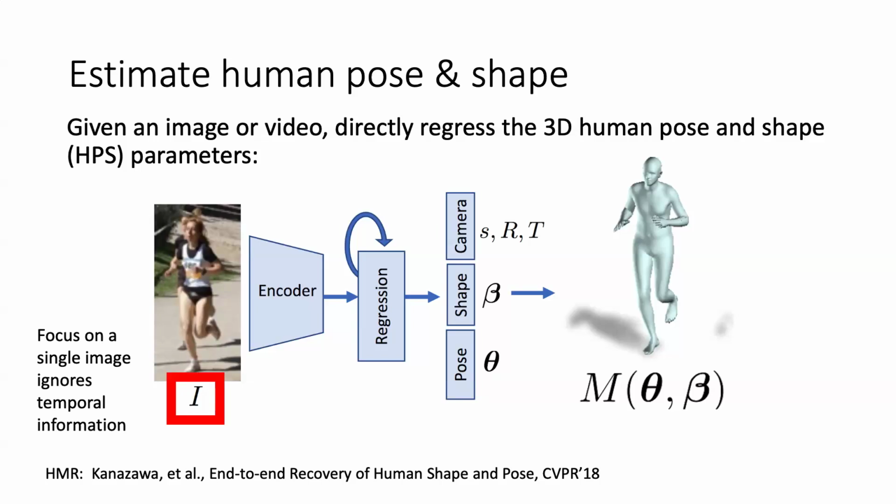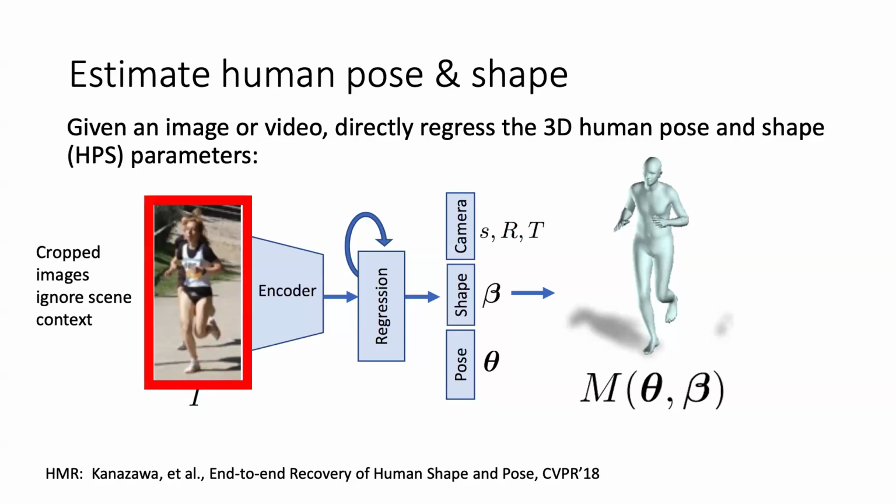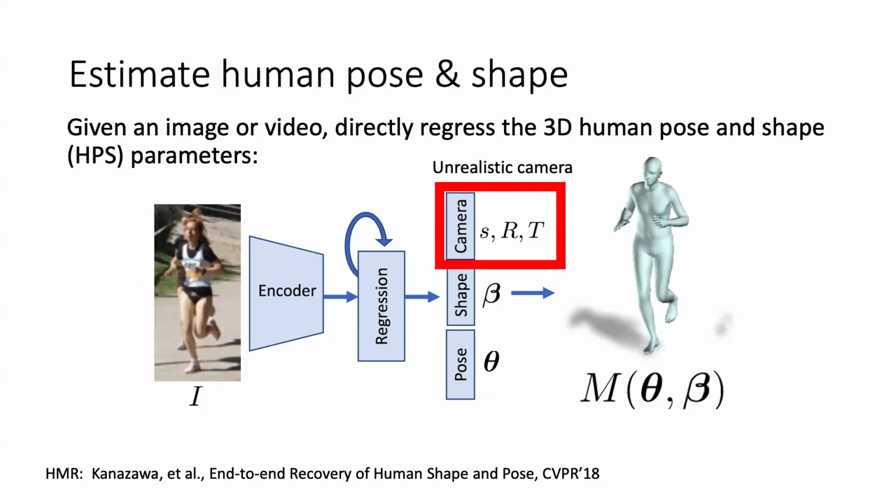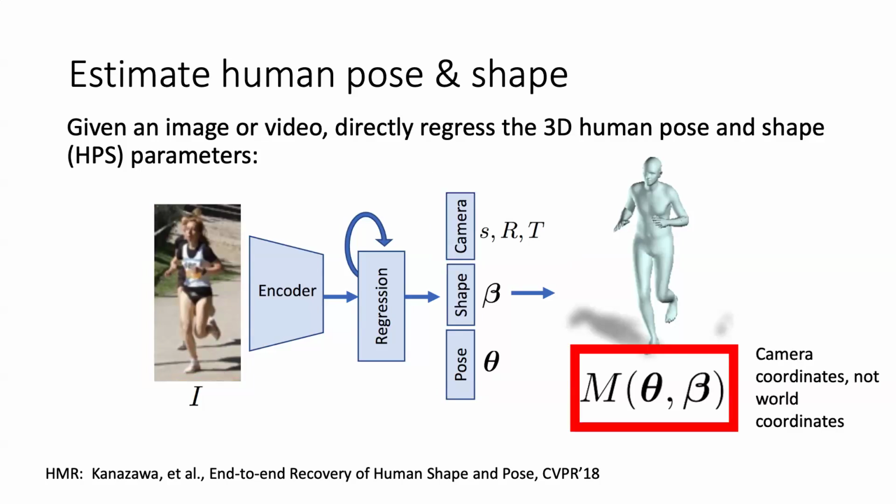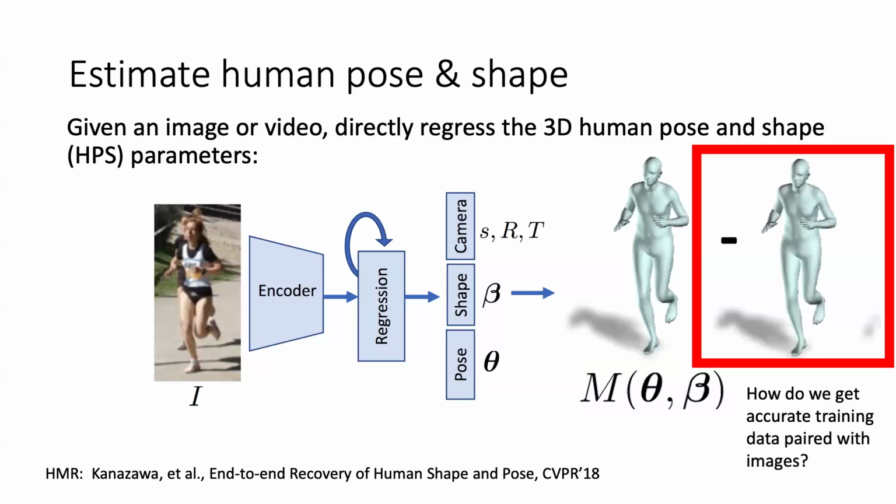I want to focus on all the issues with that formulation. The first is that it typically focuses on a single image. And by doing so, we ignore all kinds of temporal information. It focuses on cropped images, so we ignore all the scene context information that's present. It focuses on unrealistic cameras, typically weak perspective or scaled orthographic cameras. And it estimates the human pose and shape, not in a global coordinate system, but in some local coordinate system. So these are the fundamental problems, but there's one more, which is how do we get training data for this so that we can actually estimate everything?